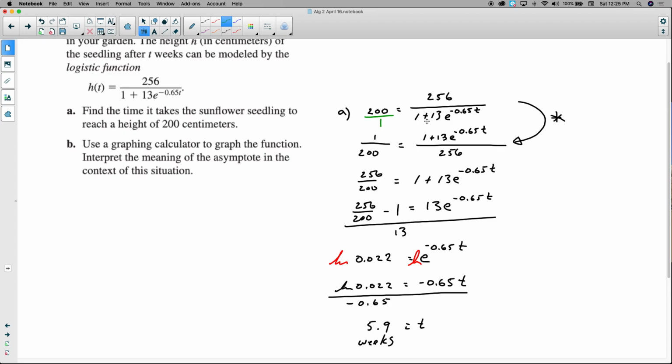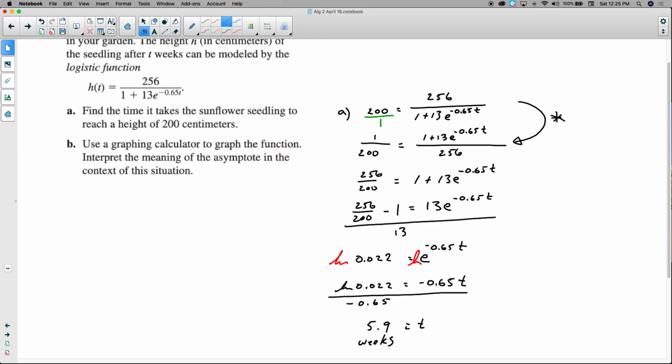All right, part B. Use a graphing calculator to graph the function. Interpret the meaning of the asymptote in the context of this situation. Well, you have to remember what an asymptote is. It's a line that the function pinches closer and closer to, right? It's an imaginary line that the function vanishes towards. Right. So let's graph it.